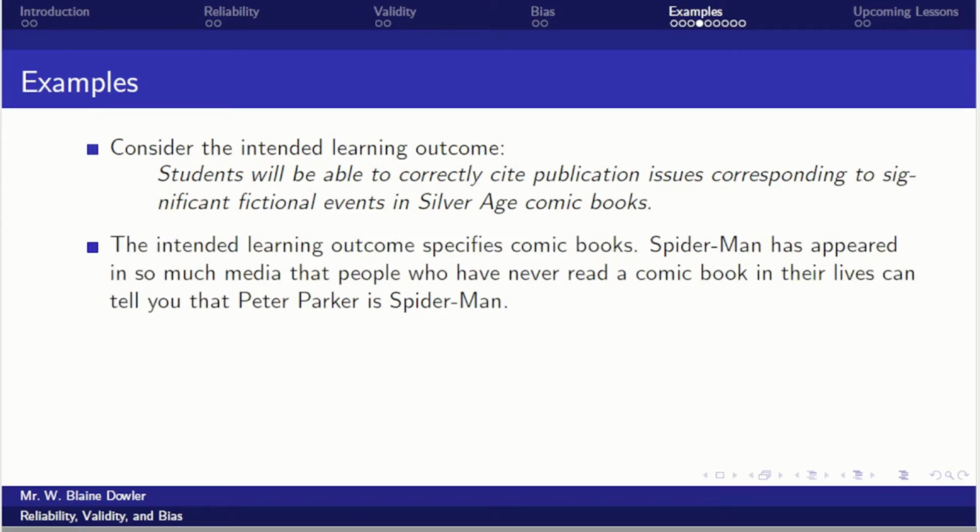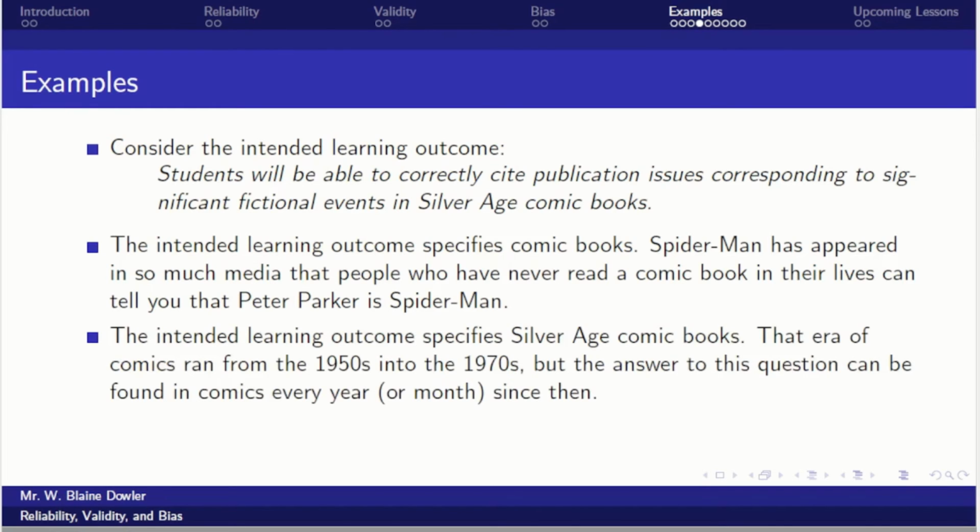The intended learning outcome specifies comic books, but Spider-Man has appeared in so much media that people who've never read a comic book in their lives can tell you that Peter Parker is Spider-Man. It also specifically calls out Silver Age comic books. That's an era of comics that ran from the 50s to the 70s. There's some disagreement on where that era starts and ends, but there's no question that you could pick up a comic published today as your first comic book and also learn the answer to this question.